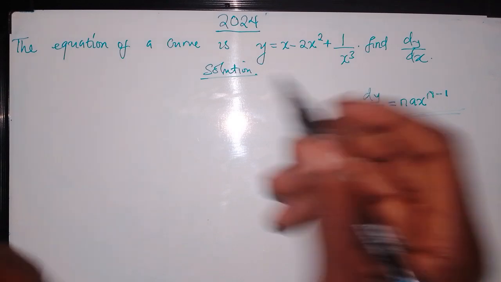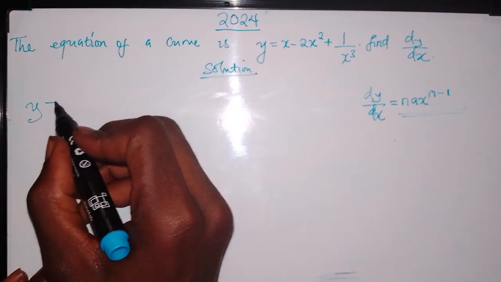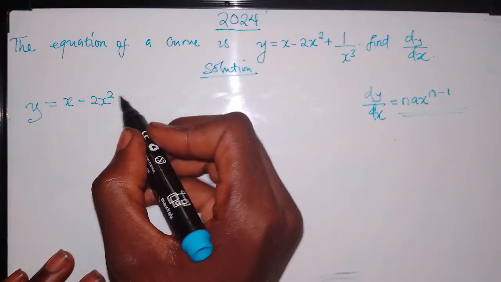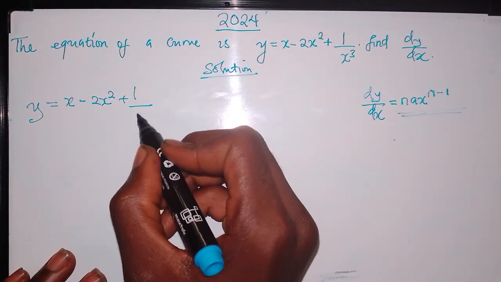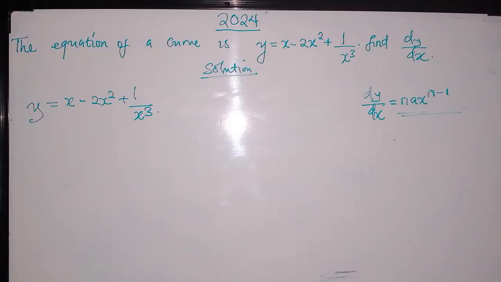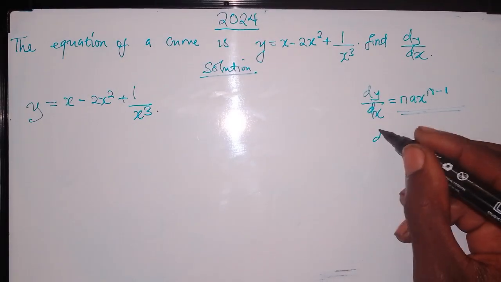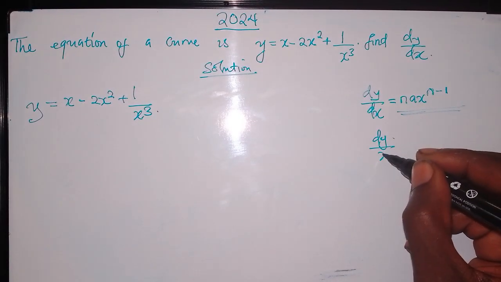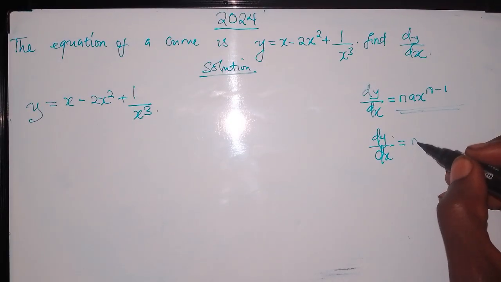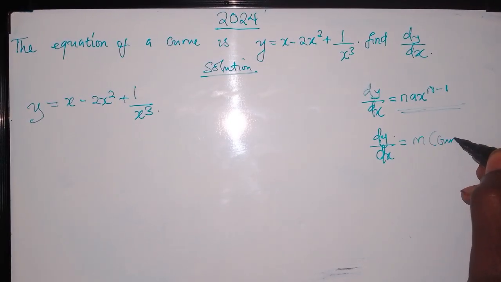So we have our question, which is y is equal to x minus 2x squared plus 1 over x to the power 3. They are saying this is the equation of the curve. Now they want us to find the dy dx. So dy dx is also the gradient of the curve.